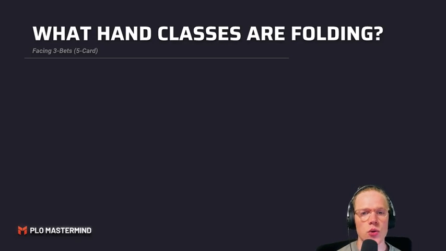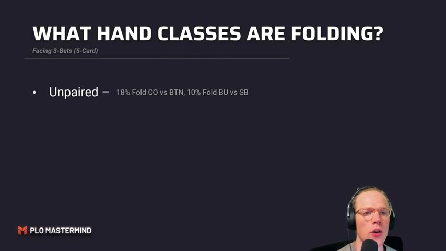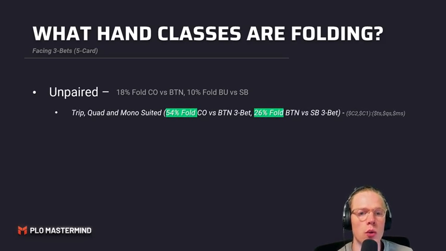Let's go now into what hand classes we are folding with. We'll start off with our unpaired hands. This is the hand category that is going to be folding the most. And there are a few consistent patterns that are making us fold even more than the 18% cutoff versus button and 10% button versus small blind. The first one is when we have a hand that is trip, monotone, or chord suited. We are folding at quite a high frequency. You can see 54% cutoff versus button 3-bet and 26% button versus small blind 3-bet.